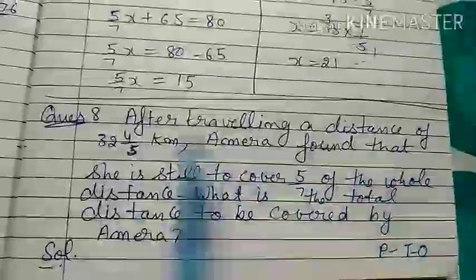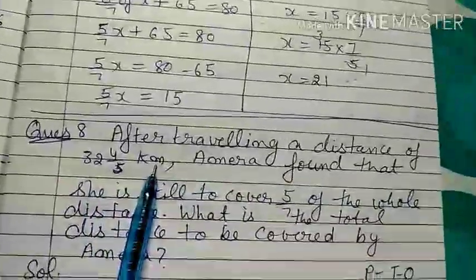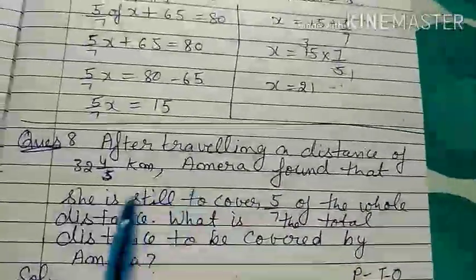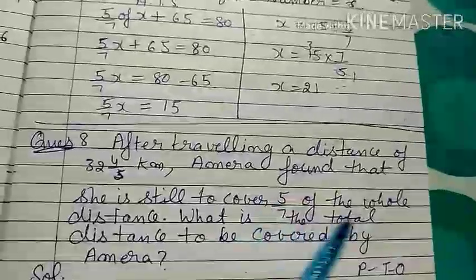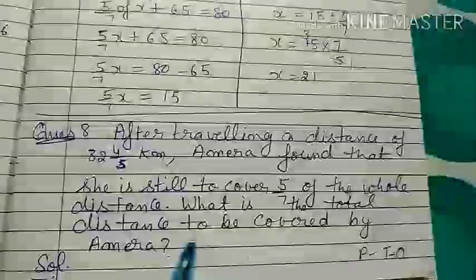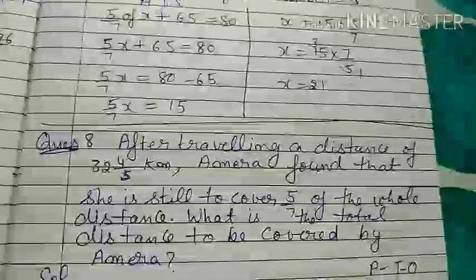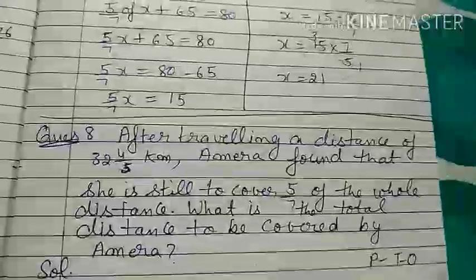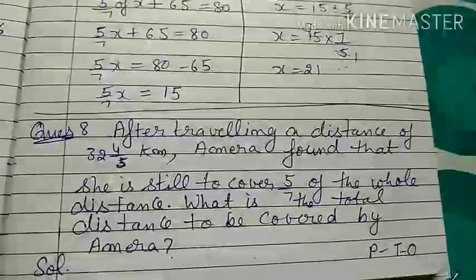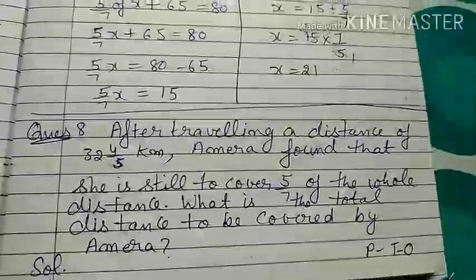After traveling a distance of 32 into 4 by 5 kilometer, Amira found that she is still to cover 5 by 7 of the whole distance. What is the total distance to be covered by Meera? You have to find how much total distance is to be covered by Meera.